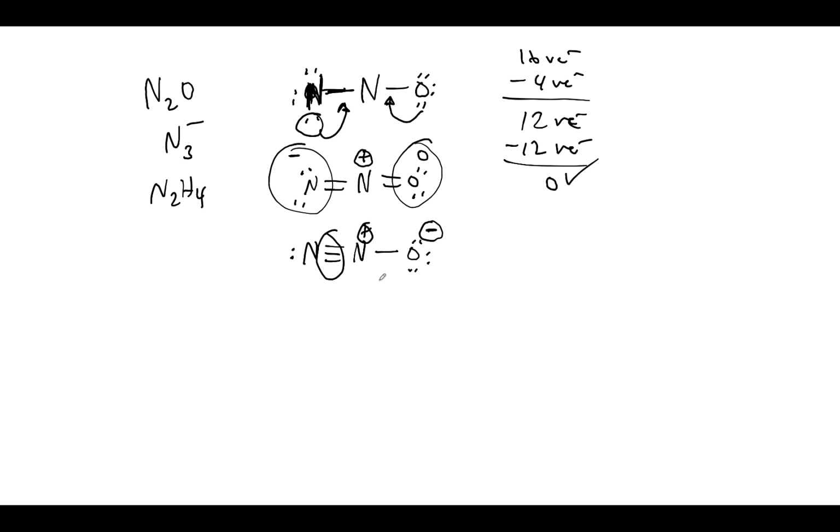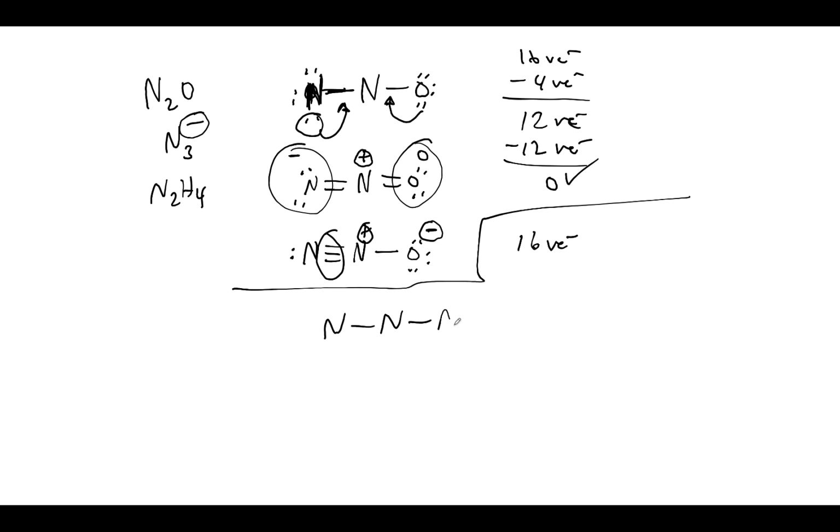All right, let's move on to azide, the N3 minus ion. So this is also a 16-electron system, because you have to add the extra electron into the mix. So I'll try to get a little bit of separation here between the species. For this we have a 16 valence electron system as well. We get N bound to N bound to N. We've now taken care of 4 valence electrons.